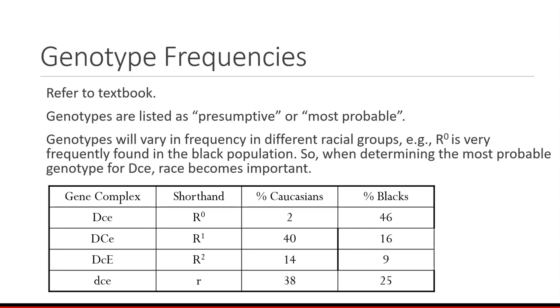Genotypes will vary in frequency in different racial groups. For example, R0 is very frequently found in the black population. So when determining the most probable genotype for big D, little c, little e, race becomes important. So I've given you examples of the gene complex, the shorthand, and statistics. Statistics are something that is very, very important in blood bank when you're looking at the frequency of either a single gene antigen or a gene complex.